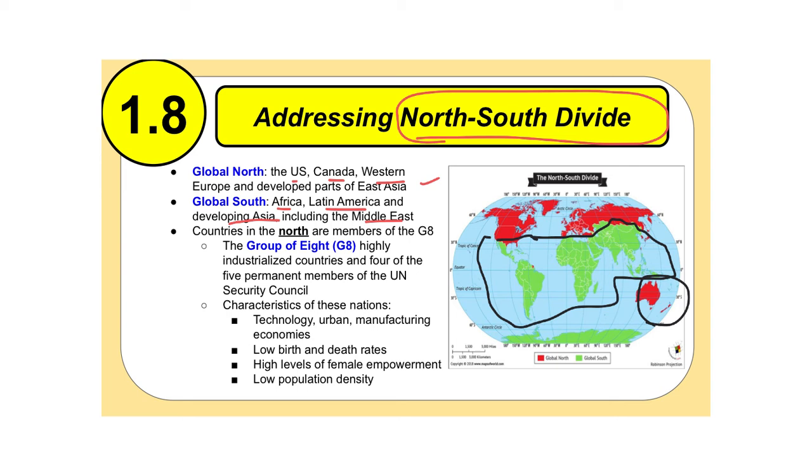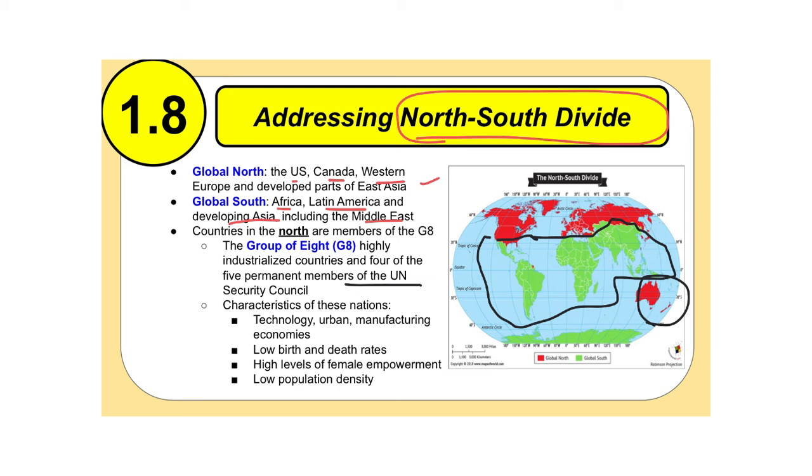So countries in the North are members of the G8. All members of the G8 are global North countries. The G8 countries include France, Germany, Italy, Japan, the United Kingdom, the United States, Canada, and Russia. So those are your G8 countries. And of course, you notice they're all in the global North. And 4 of the 5 permanent members in the UN Security Council are G8 members. So these are very unique things to think about.